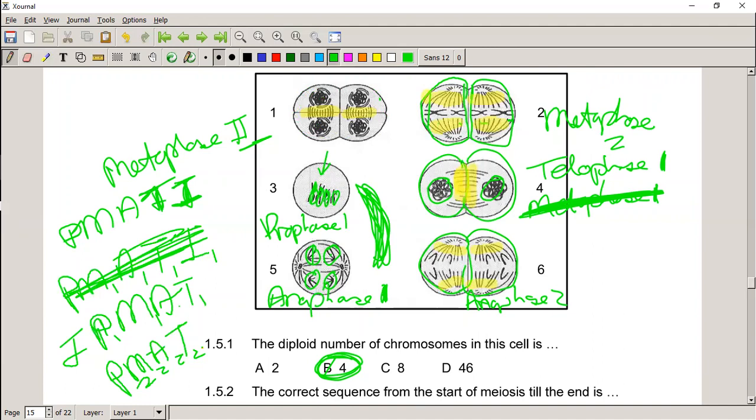And I'm looking for prophase one. Yes, I have it, so it's going to start with 3. Then metaphase one. Is metaphase one shown? No. Then anaphase one. Yes, anaphase one is shown. Prophase one was number 3, anaphase one was number 5, and telophase one was number 4.